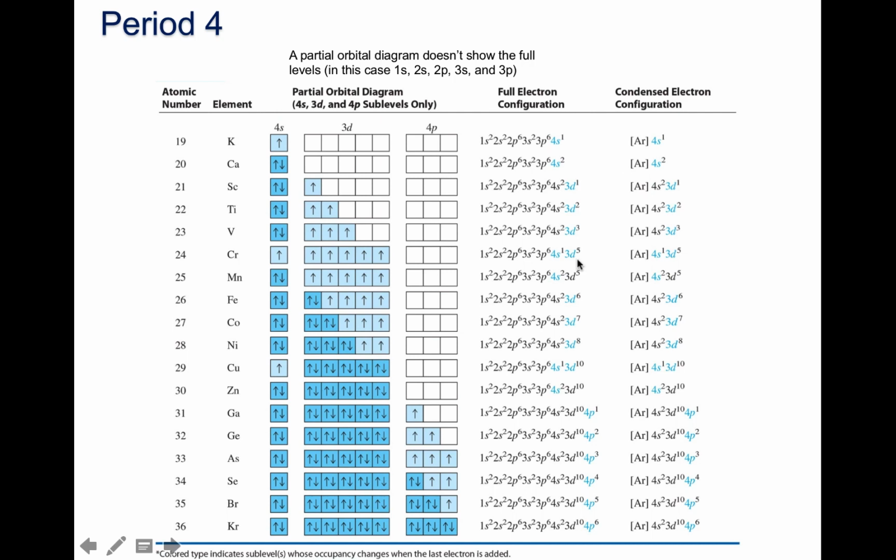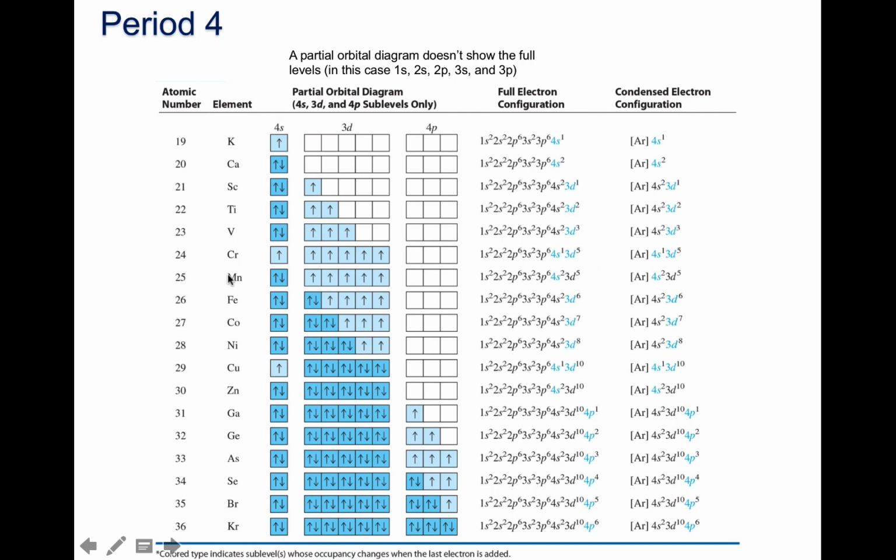Next, you would expect it to be 3d4. However, chromium has this weird exception. It would prefer to have 5 electrons, so 1 in each of the D orbitals, and 1 in the 4s block. And so its electron configuration, we have up through 3p6, then it goes to 4s1. It's essentially taking 1 electron out of 4s1 and giving it to the 3d sublevel. So for chromium, it's 4s1, 3d5.